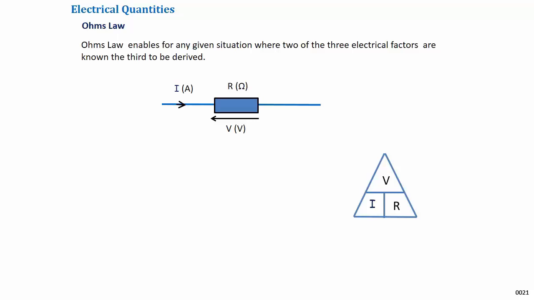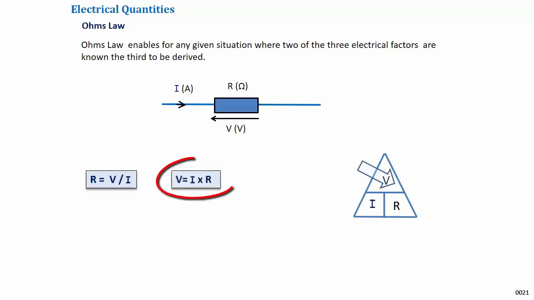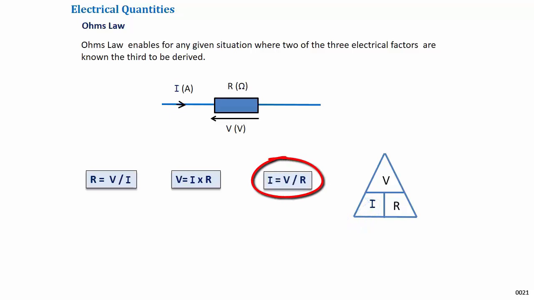Using the triangular representation of the law, if the voltage and the current are known, the resistance may be determined. If the current and the resistance are known, then the voltage across the device may be determined. Finally, if the voltage across the device is known and its resistance, then the current flowing through the device may be calculated.